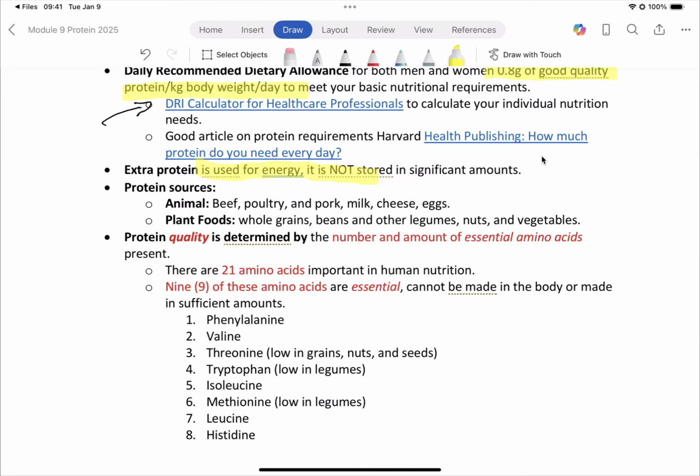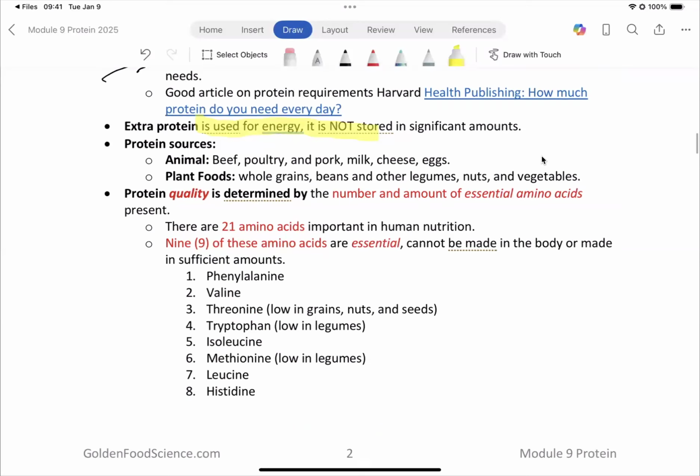Okay. So where do we get protein? Obviously we get protein from animals: beef, poultry, pork, milk, eggs, cheese. But we also can get protein, and this is what a vegetarian or a vegan diet is based on, from whole grains, beans, legumes, nuts, and vegetables, which all have some protein in them.